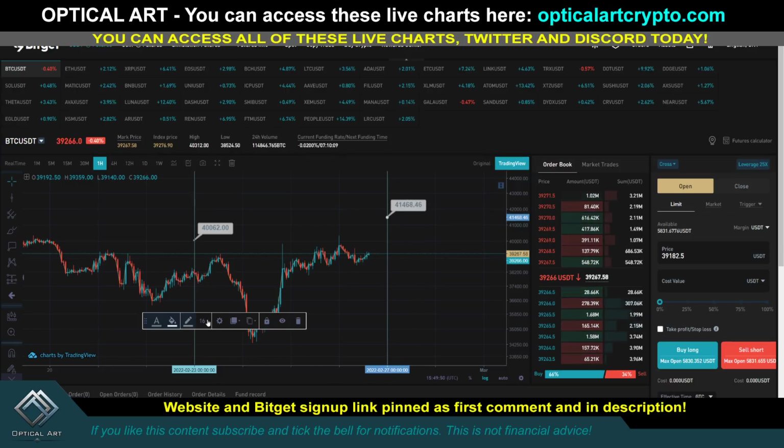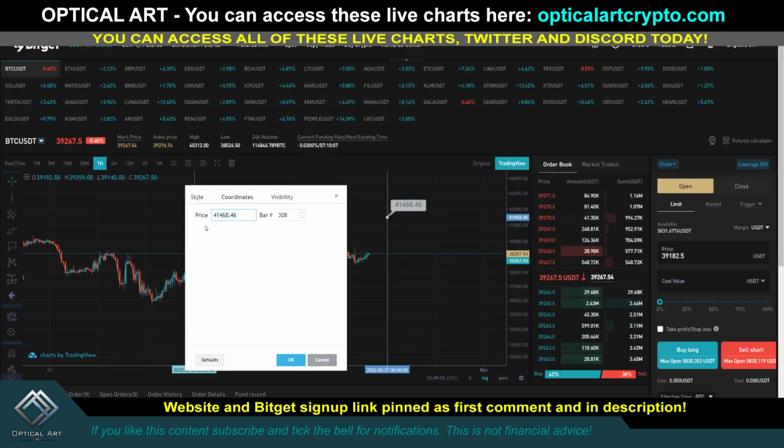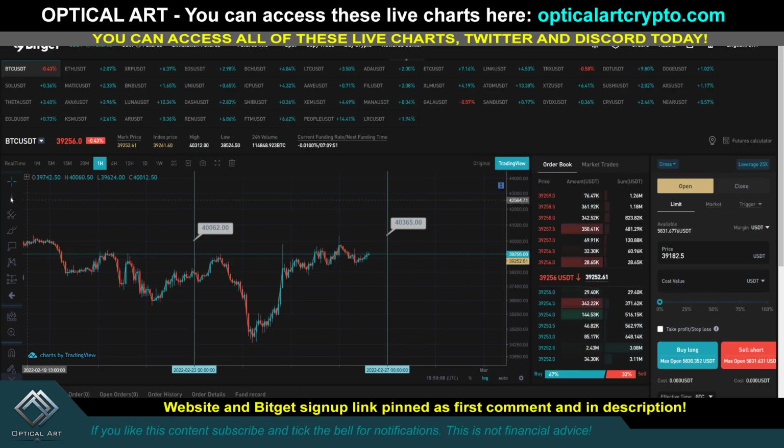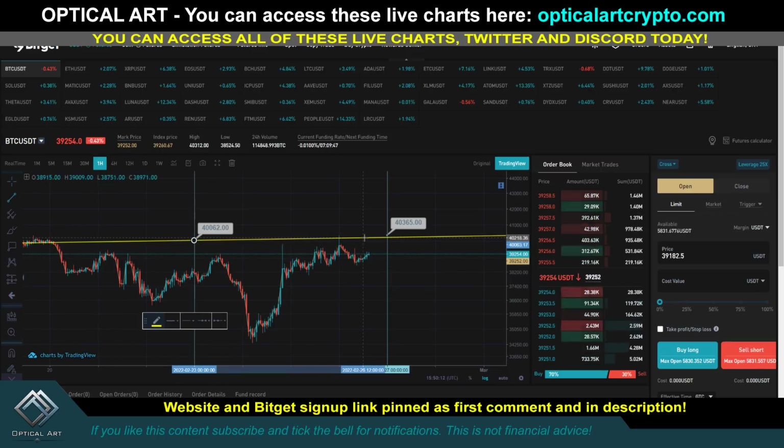And you can go to coordinates and just type it in. So 40,365. And this is the great thing, because some of these charts are charted on different exchanges. It might be USD instead of USDT, but this allows you to get the trend line accurate. And this allows you to get it from any chart. So now all you have to do is draw a trend line from this point to this point.